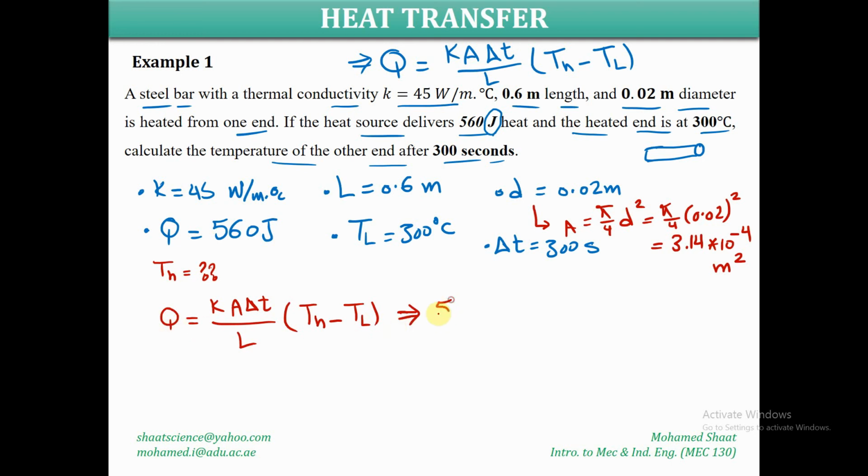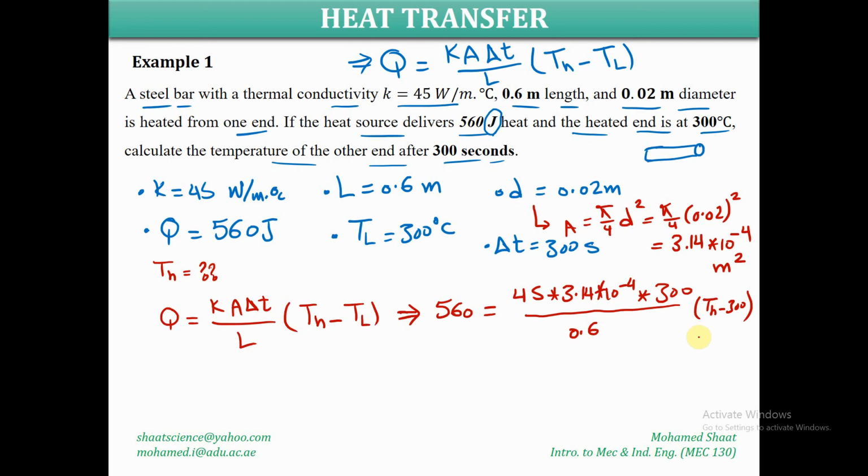So Q was given as 560 equals K, which is 45, times the cross-sectional area, which we just calculated as 3.14 times 10 to the power negative 4, times delta t, which is the time, 300 seconds as already given, divided by the length, which is already given as 0.6. Make sure that the dimensions are in meters for the area and the length, 0.6, times TH negative 300 degrees Celsius. So T low is already given.